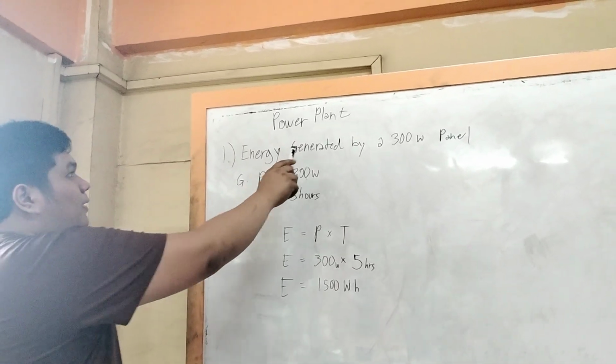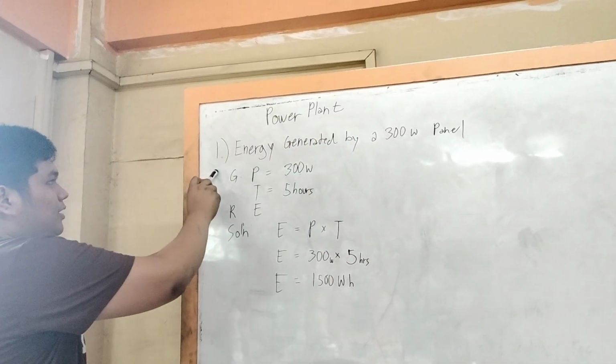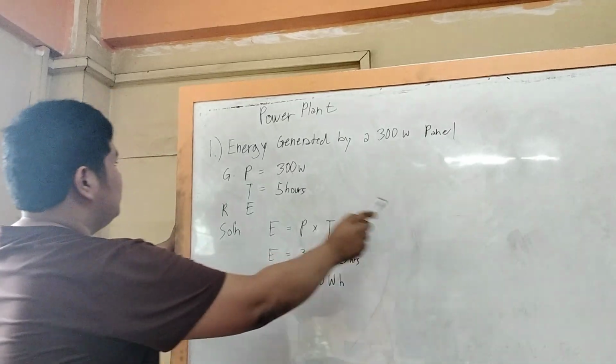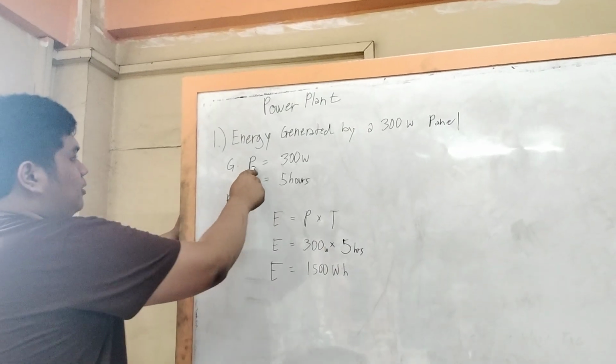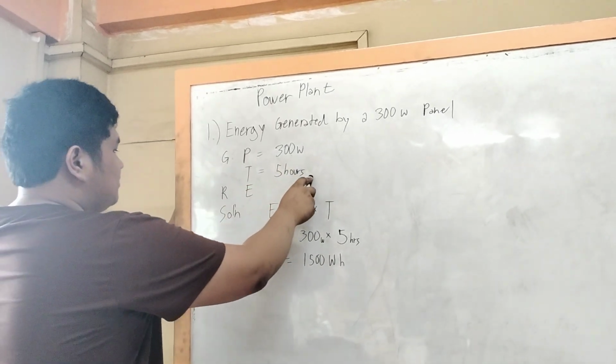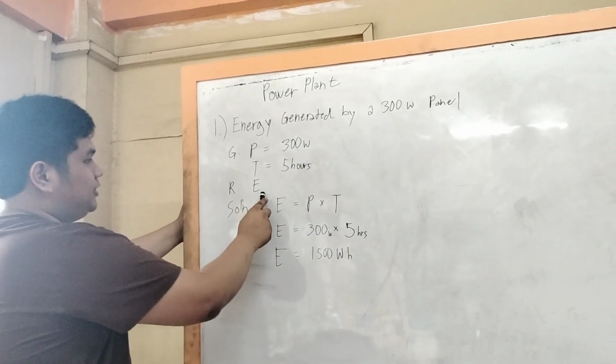We're gonna solve another power plant problem. So number one is energy generated by a 300 watts panel. So we have given is P or power is equals to 300 watts, time is equals to 5 hours. So the required is energy or E.